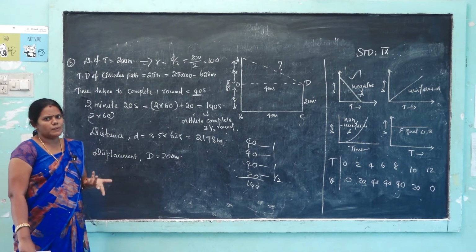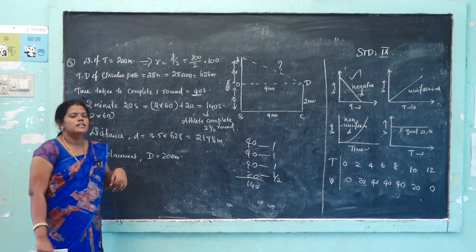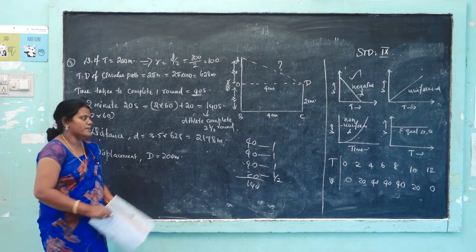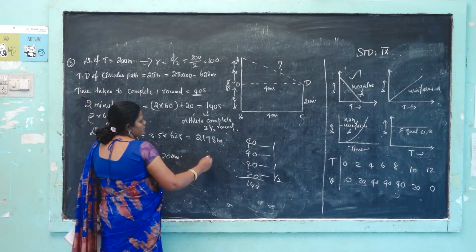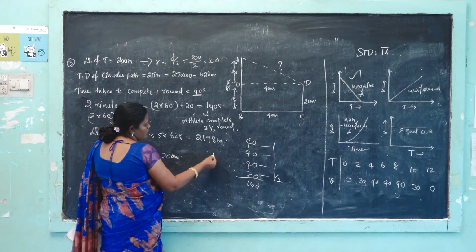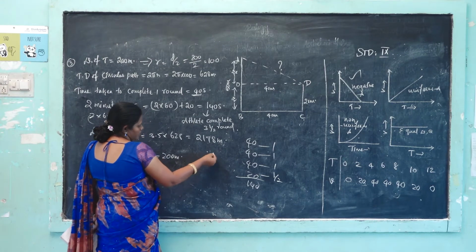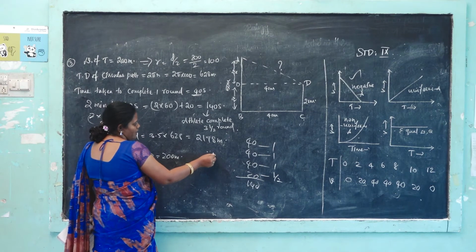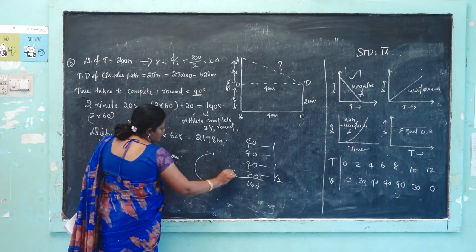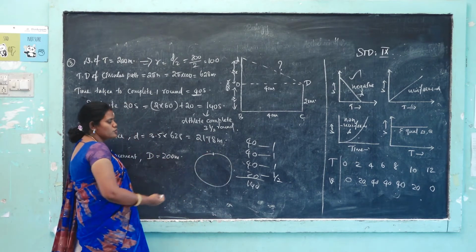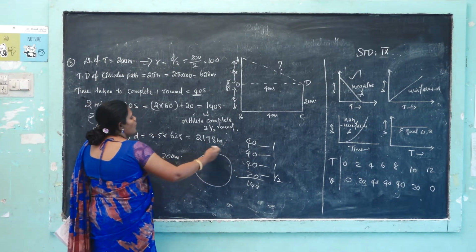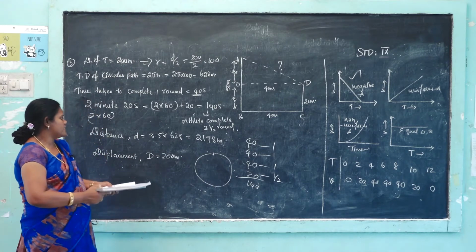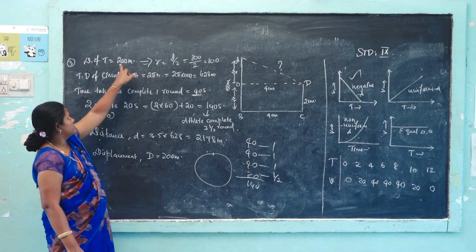Displacement is just the distance between the starting point and finishing point. In a circular track, one person starts running from one point, and after running he finishes at that same point. So that is called one round. So the one round displacement is 200 meters. That is the diameter, 200 meters.